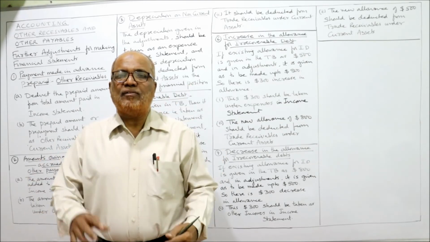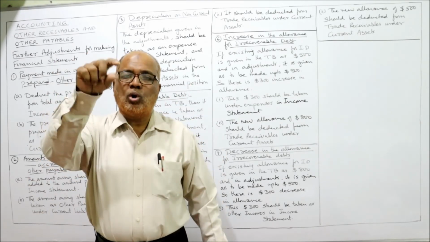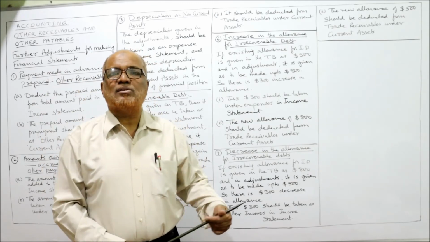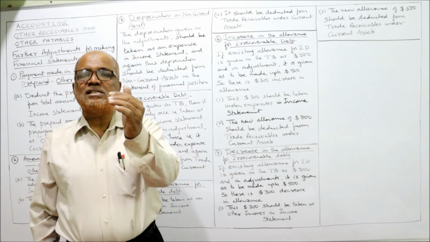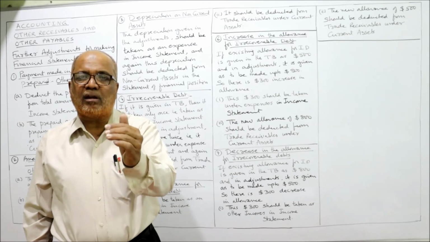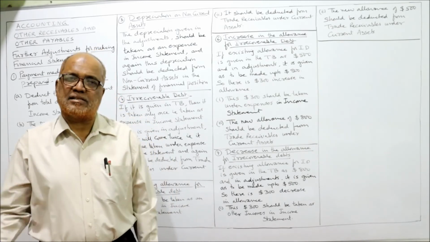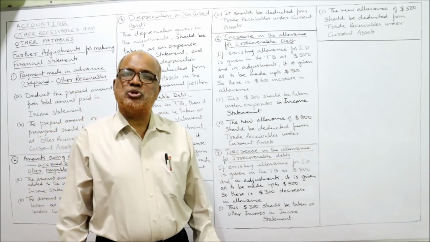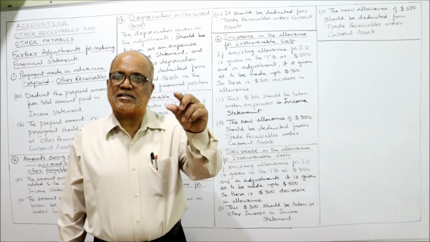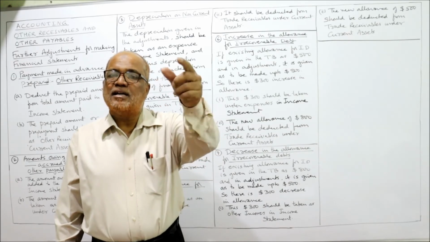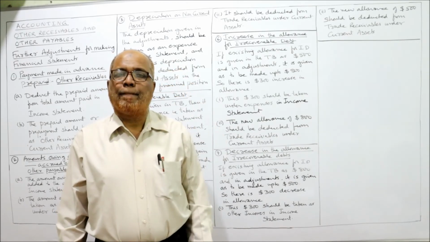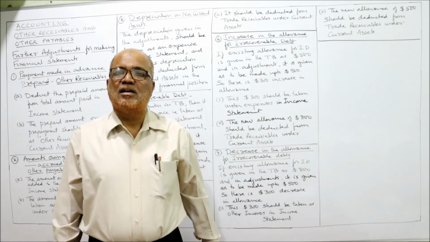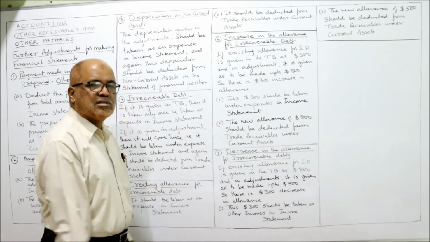In income statement we calculate gross profit. To gross profit you add other incomes. In that other incomes we take decrease in allowance for irrecoverable debt. That's it. Now second adjustment is in the statement of financial position. Under current assets take trade receivable. From trade receivable deduct the new allowance. The new allowance is $500.